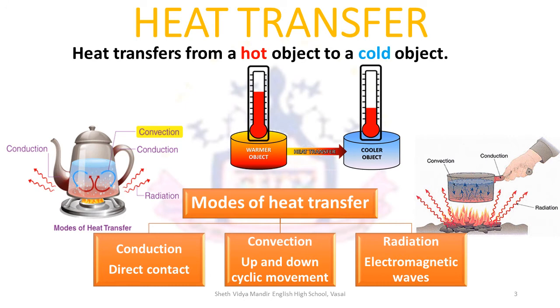What is heat transfer? Heat transfers basically from a hot object to a cold object. So, transfer of heat from a hot object to cold object is called heat transfer. There are three modes through which heat can be transferred. The first one is conduction, wherein direct contact is needed for the heat to get transferred. The second one is convection, wherein up and down cyclic movements take place for the heat to transfer. And the final one is radiation, wherein there is no direct contact. Electromagnetic waves carry the heat.